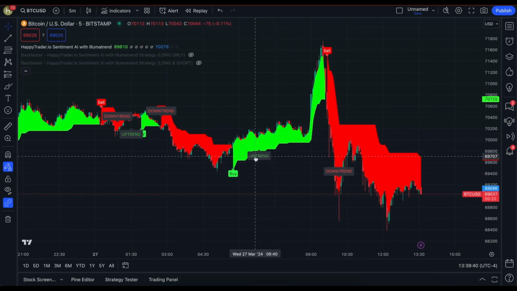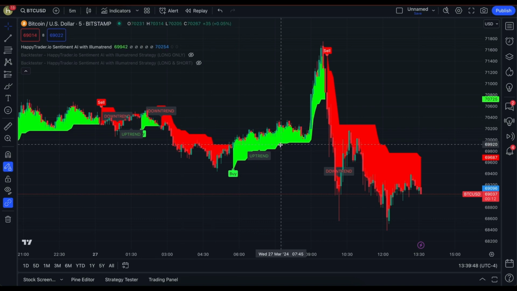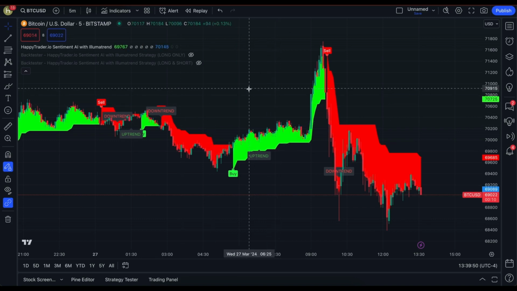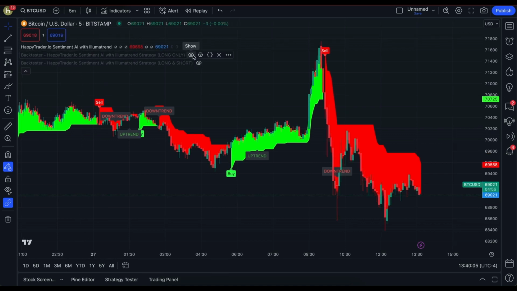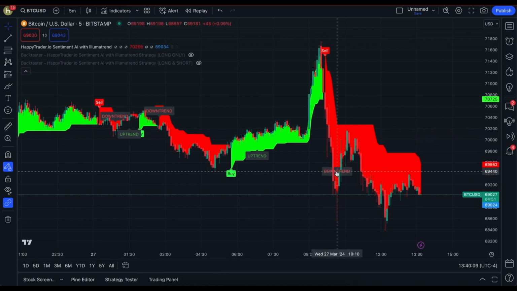But what good is a strategy if it just looks good in the past? That's why we're going to be doing our 5-minute day trading backtest, and we're going to be looking at just this month, the month of March 2024, using happytrader.io. We're going to be doing a long backtest where we just go from uptrend to downtrend and use the downtrends as our closing signals.